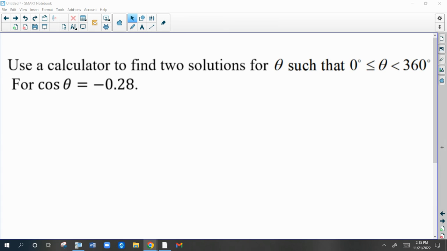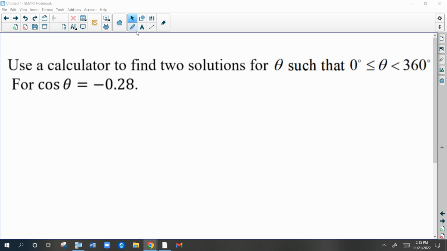Let's solve this trig equation with a calculator. We're looking for two solutions, and we're going to get two solutions because our range is so wide, between 0 and 360 degrees. That's a whole rotation around the unit circle, where cosine is negative 0.28.